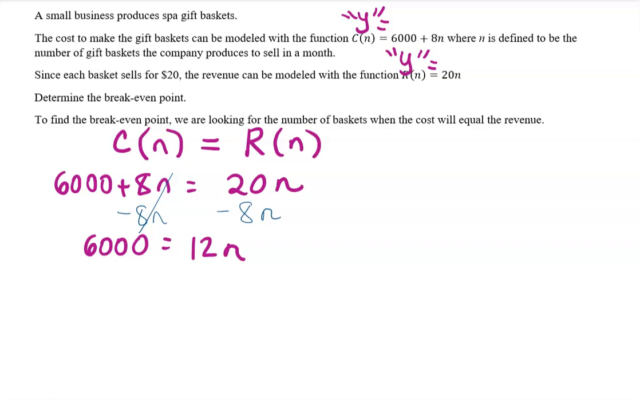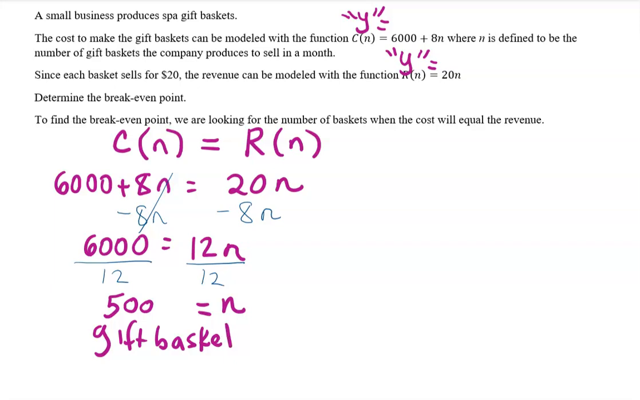12n means 12 times n, so the opposite of multiplying would be dividing by 12 because we want to isolate just the variable n. So on this side I would have n equals, and 6,000 divided by 12 ends up being 500. I apologize. Yes, 500. That is correct. So 500 gift baskets.